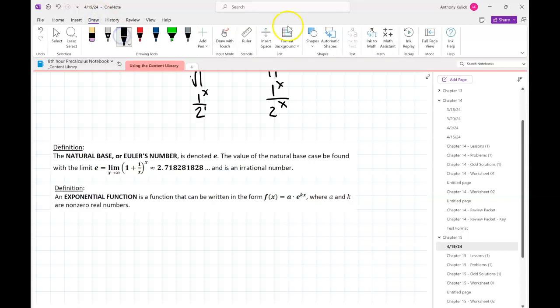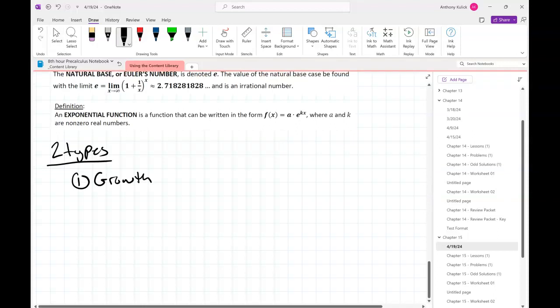Okay. When I talk about these exponential functions, there's really two types. There's growth, and then there's decay.